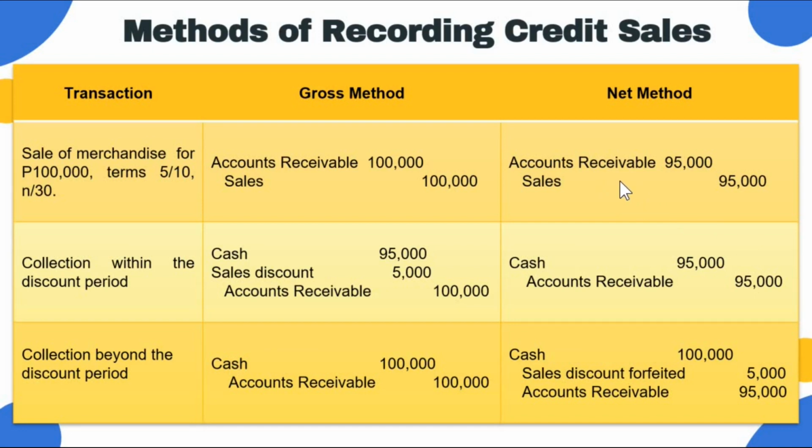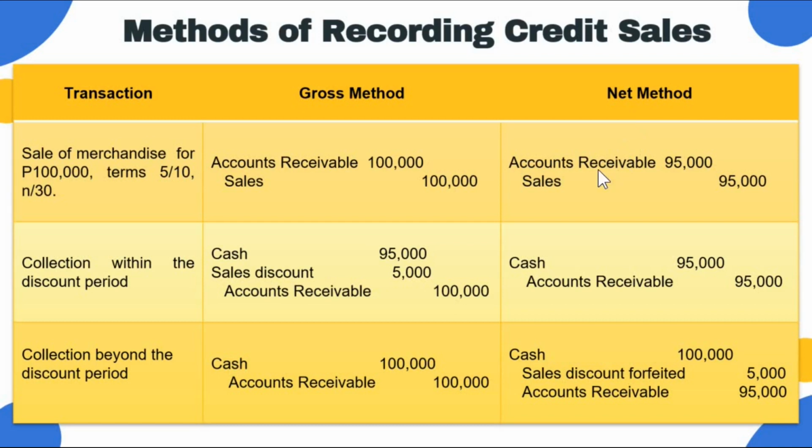So we have here an example. We have a sale of merchandise for 100,000, the terms 5, 10, and 30. So this is your transaction. So under gross method, diba, our entry is debit accounts receivable and credit sales. So take note of the amount. So we are recording 100,000, which is the gross amount.